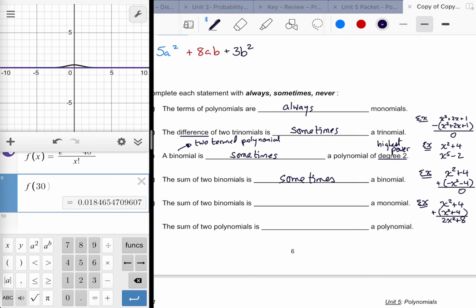So in the next one where it says the sum of two binomials is blank a monomial, well, it's not always going to be a monomial either. So sometimes it could be a monomial, but sometimes it's going to be a binomial. So they're both sometimes. The sum of two polynomials is blank a polynomial. Well, I think we've shown enough times that if you add two polynomials together, you could get a result of 0, which is not a polynomial, it's just a constant. So this is also a sometimes.